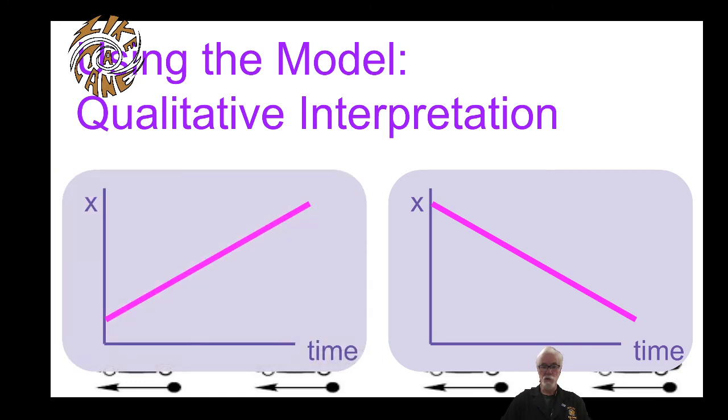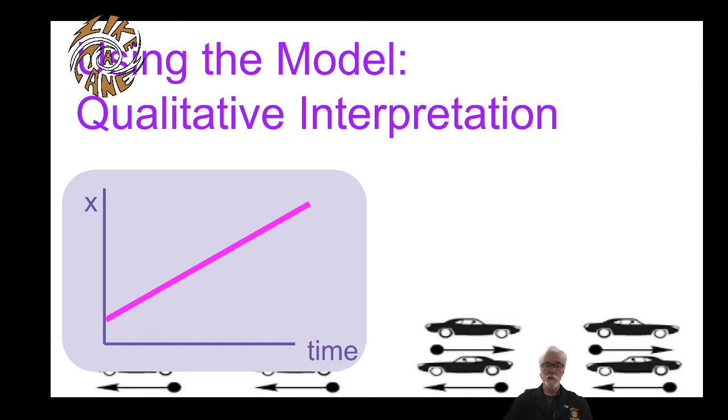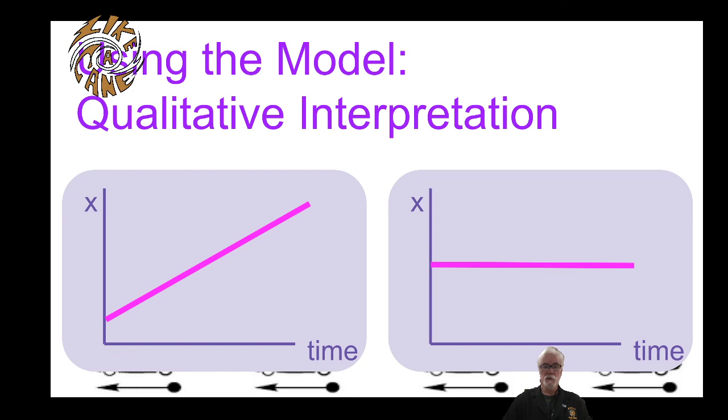Let's make another comparison. These two objects are moving at the same speed because they have the same steepness. The one on the right is going backwards. The one on the left is going forwards because of the positive slope. Here's another one. The new graph on the right represents an object that has a slope of 0, which means its velocity is 0, which means it isn't going anywhere. Its speed is 0. It's not moving in any direction compared with the one on the left, which is going forward.